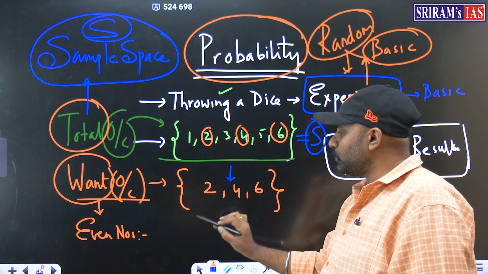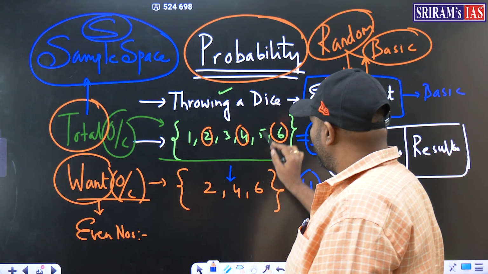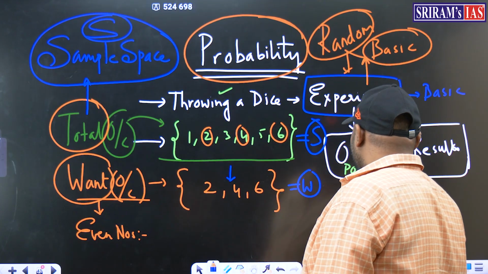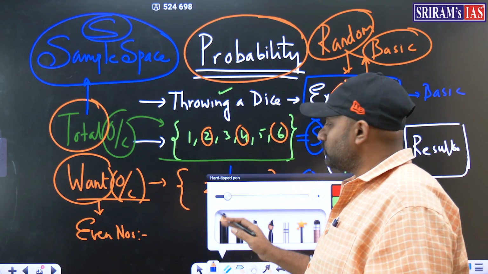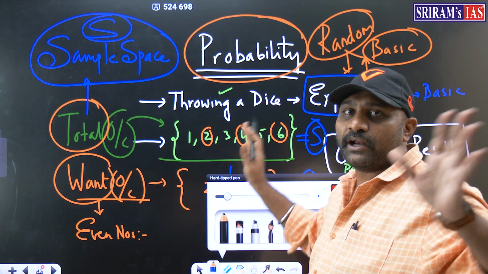From that, what I want is 2, 4, 6. These are called want outcomes. So for this experiment, what I finally want is even numbers only. If 2 falls I'm happy, 4 falls I'm happy, 6 falls I'm happy. So 1, 3, 5 I don't want.